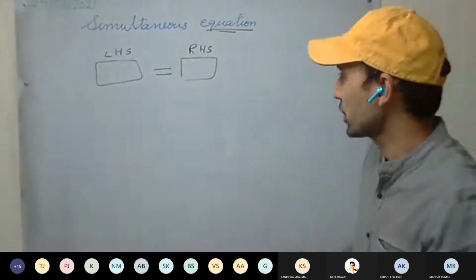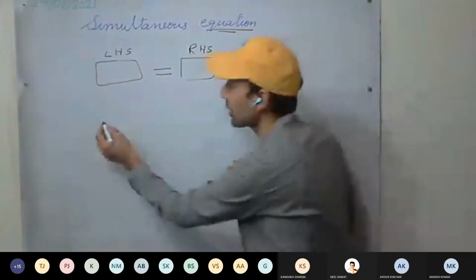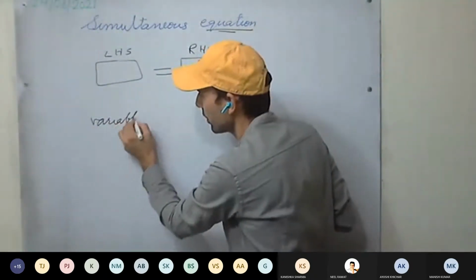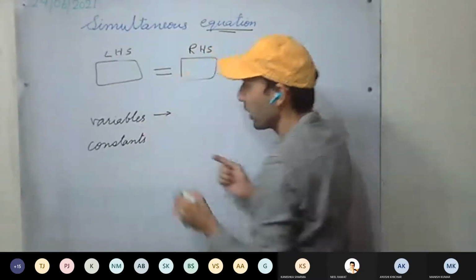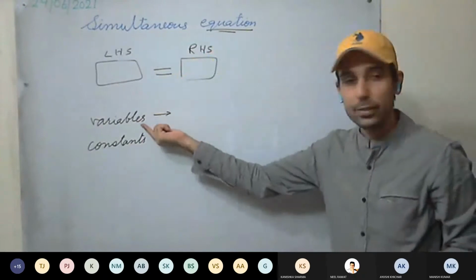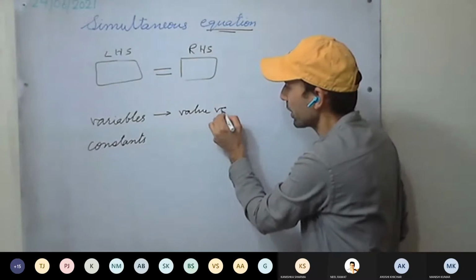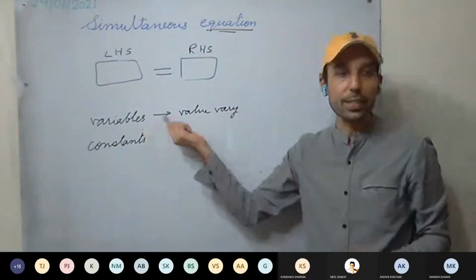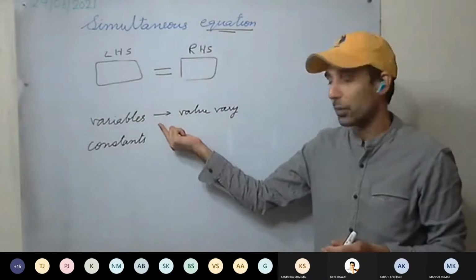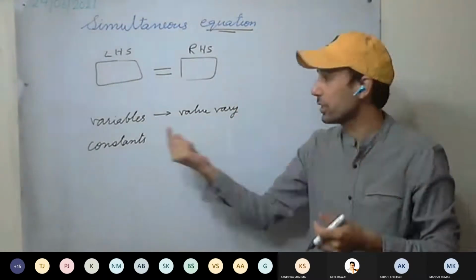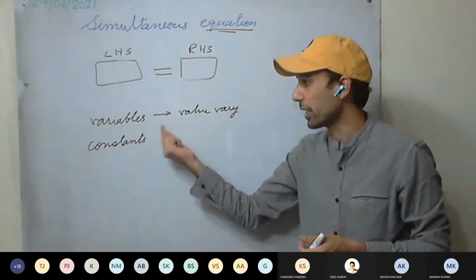Okay. And what kind of equations will we be discussing? Last year we discussed algebra. That is, we have variables and constants. What are called variables? Variables can take any value. Their value varies. That is, the quantity they represent can vary depending on the few conditions we impose on them. Okay, as per the conditions, as per the equations, their values vary. These are called variables.